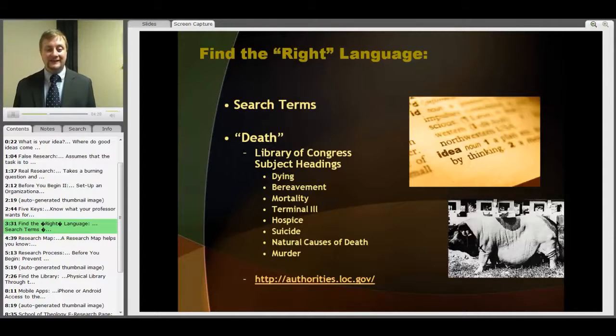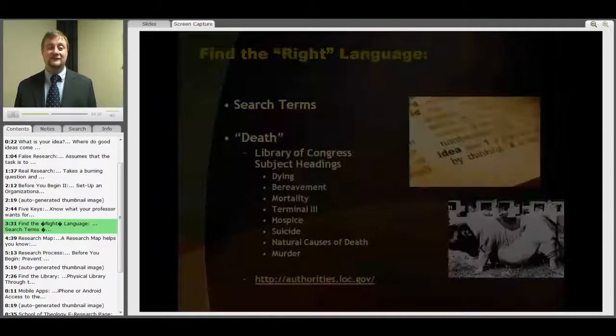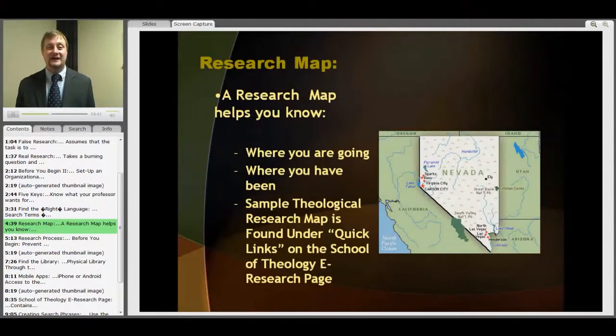There is a website, authorities.loc.gov, that will help you find the best possible language. LOC stands for Library of Congress, and it is around the subject headings of the Library of Congress that the information in our library is organized. If you need help finding the best language to search in our catalog, please contact me or one of our other research librarians.